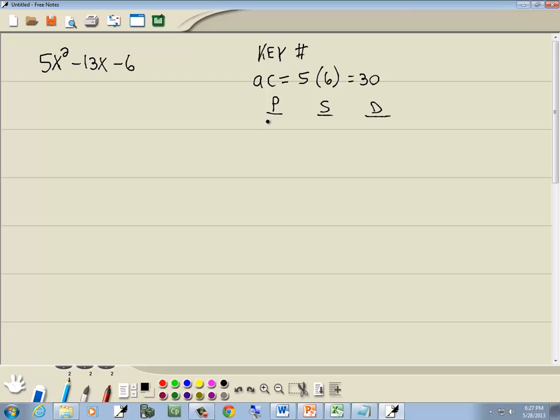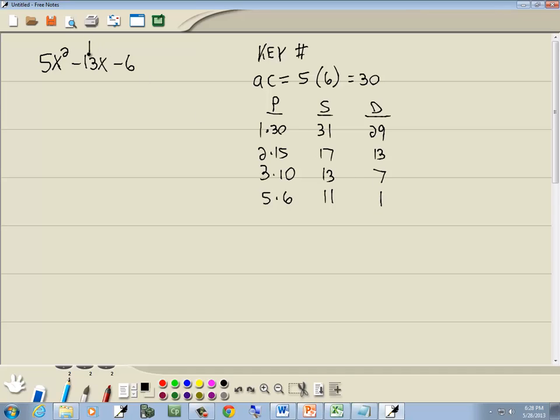In the P column, we'll list all the products that give us 30. We got 1 times 30, 2 times 15, 3 times 10, 4, no, 5 times 6. In the S column, S for sum, we add these two numbers together. 1 plus 30 is 31, 2 plus 15 is 17, 3 plus 10 is 13, 5 plus 6 is 11. Difference column, we subtract the smaller from the larger. 30 minus 1 is 29, 15 minus 2 is 13, 10 minus 3 is 7, 6 minus 5 is 1.